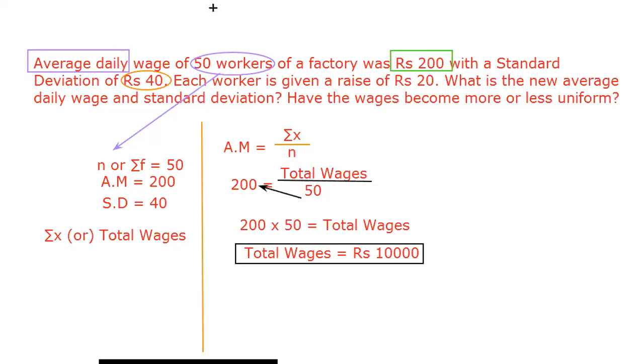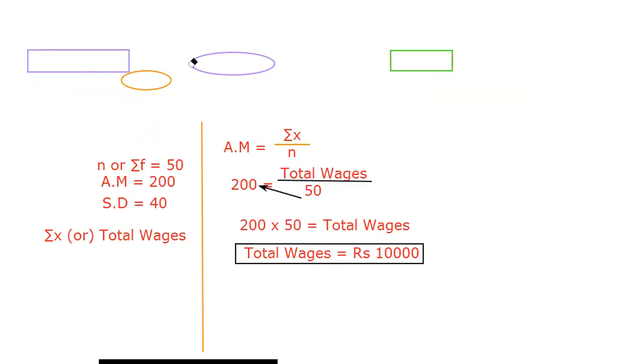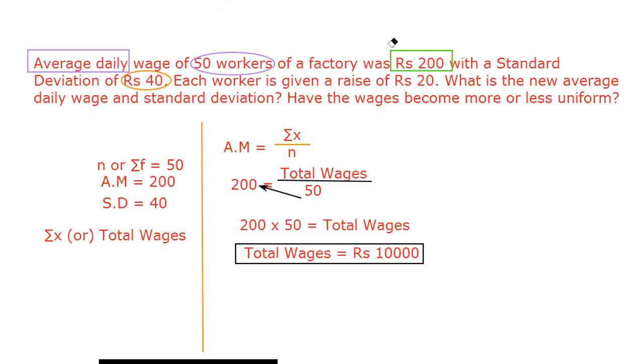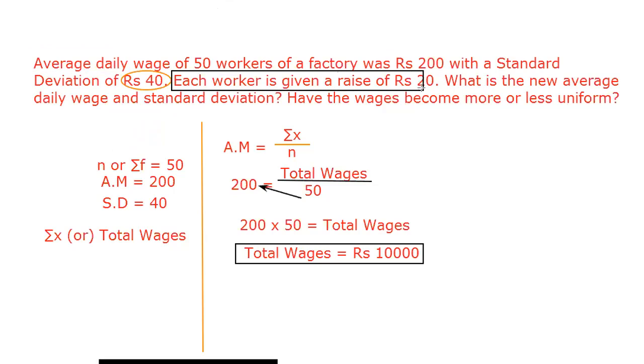So this is our total wages. Now what happened? They have increased rupees 20 for each worker. You can see this area. Each worker is given rupees 20 as a hike. So we need to find the new total wages.